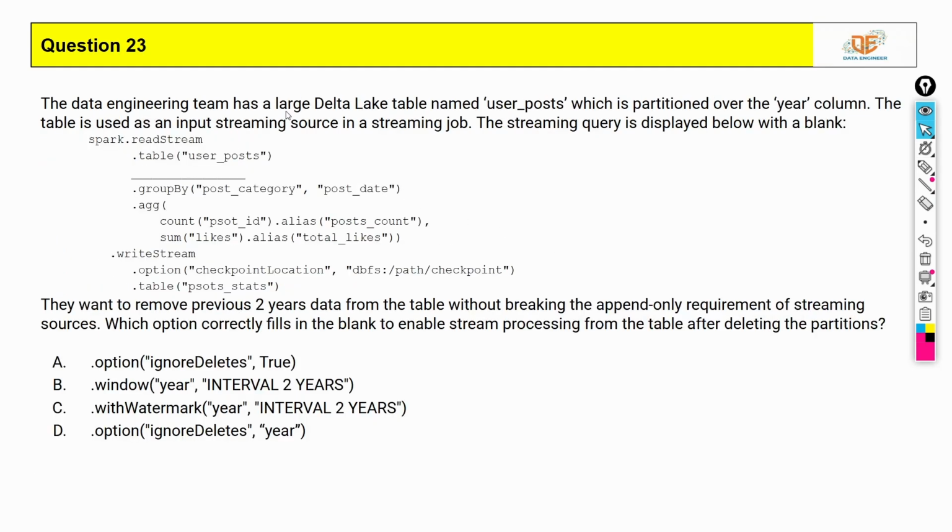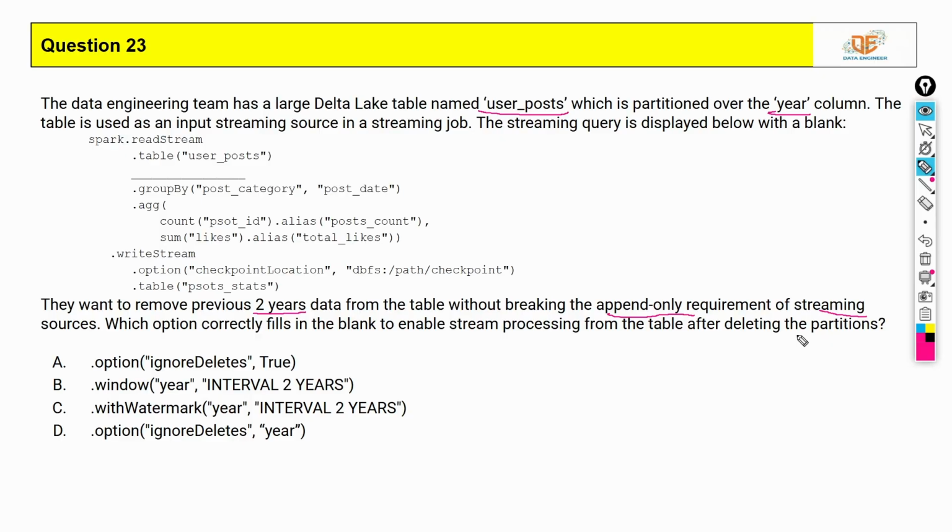A data engineering team has a large Delta Lake table named user post, which is partitioned by the year column. The table is used as an input streaming source in a streaming job. The streaming query is displayed below. They want to remove the previous 2 years of data from the table without breaking the append only requirement on the streaming. So here is the scenario.